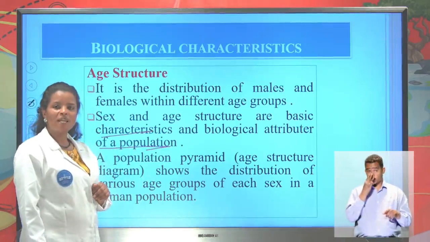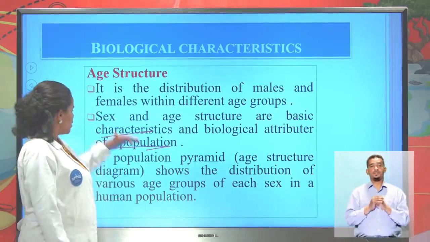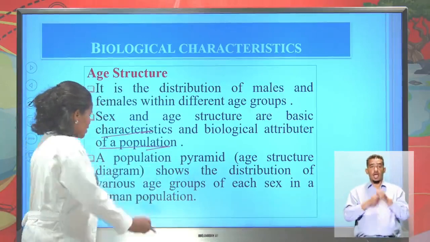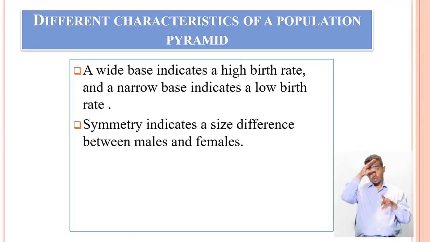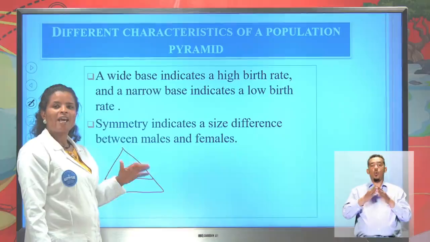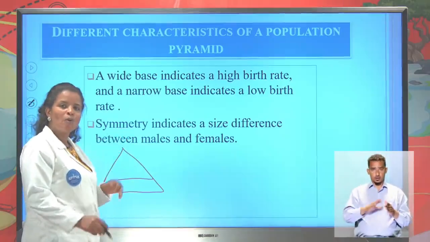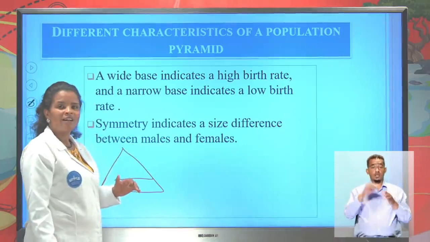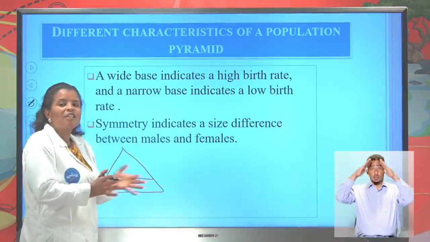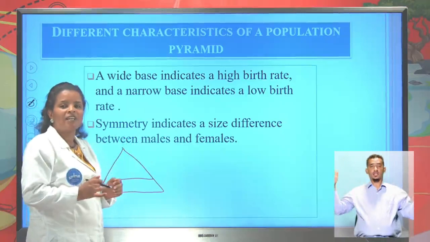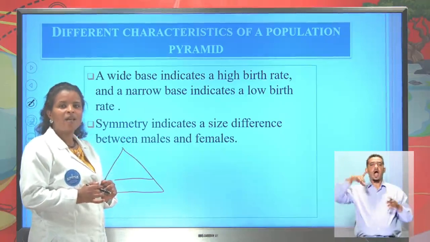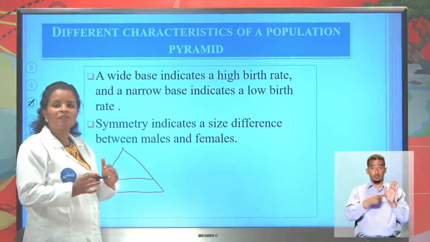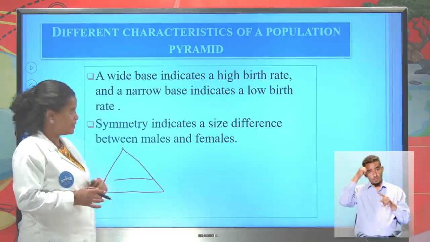When we see the population pyramid, it shows the distribution of various age groups in each sex in the human population. A wide base indicates a high birth rate, and a narrow base indicates a low birth rate. So in a developing country, the pyramid base is very wide. It shows the fertility rate is very high. Symmetry indicates the size difference between male and female.